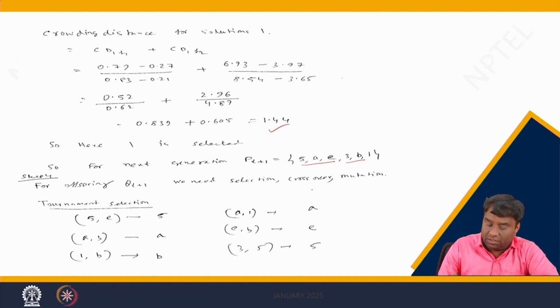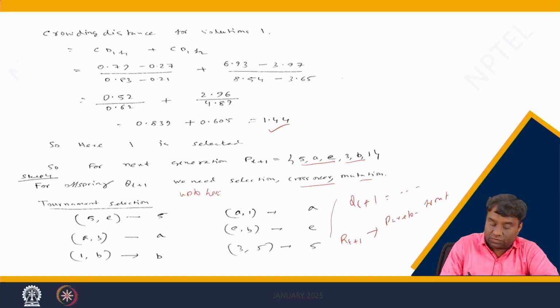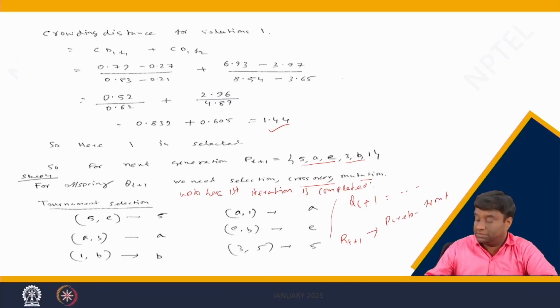Now from here we need to do the crossover and mutation, and we'll get another 6 populations, Q(t+1), another 6 populations. So then again we form R(t+1), then we find the Pareto front, then we apply the algorithm, and again we calculate the crowd distance. So this will continue. So you can say that up to here the first iteration is completed. We need to solve it for the next iterations.